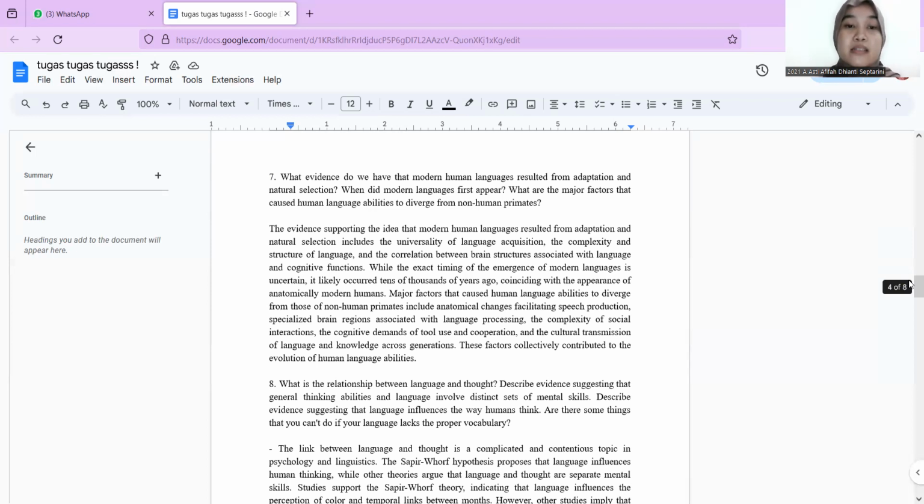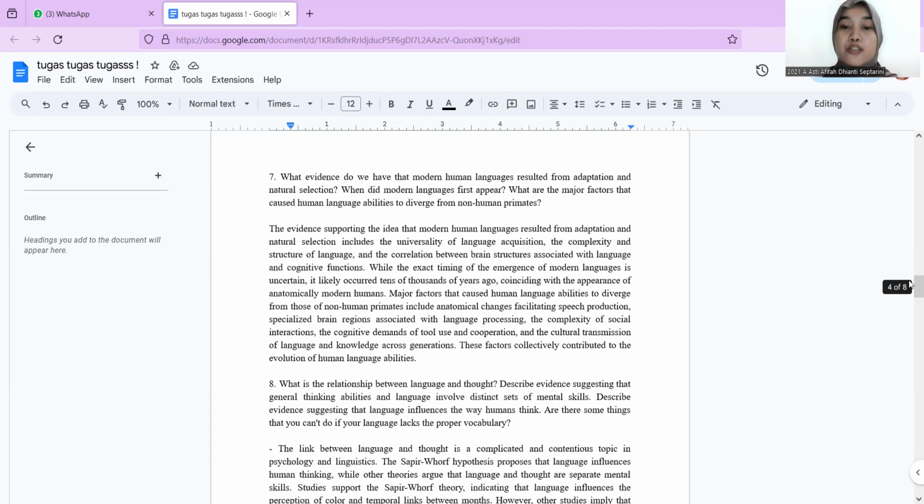So, the evidence supporting the idea that modern humans' language resulted from adaptation and natural selection includes the universality of language acquisition, the complexity and structure of language, and the correlation between brain structures associated with language and cognitive functions. While the exact timing of the emergence of modern language is uncertain, it likely occurred tens of thousands of years ago, coinciding with the appearance of anatomically modern humans.